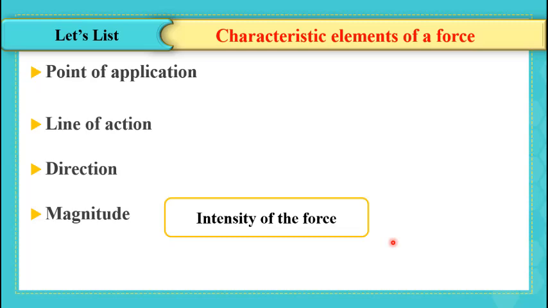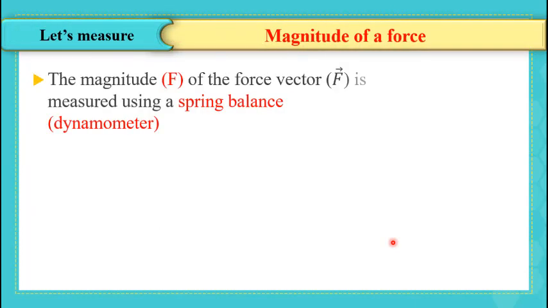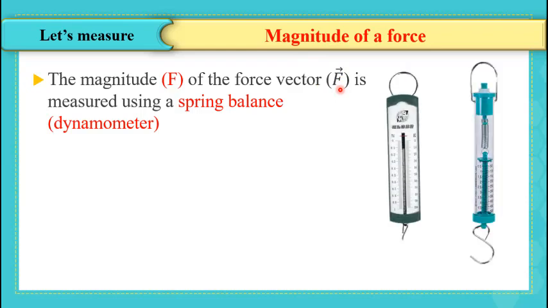The magnitude of the force is actually a numerical value which tells us about the strength of this force. Then we need to use an instrument to measure the magnitude of a force, and we need to express it using a certain SI unit. Then the magnitude F of the force vector F is measured using a spring balance or dynamometer. This is the spring balance or dynamometer that you have seen in the previous year.